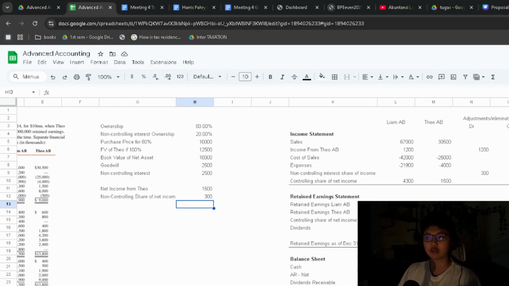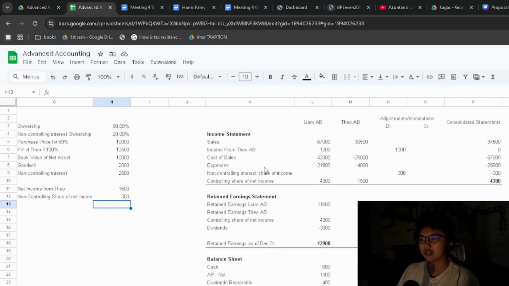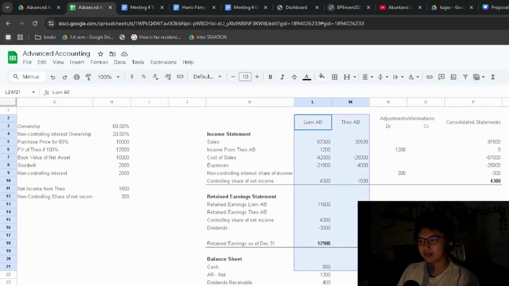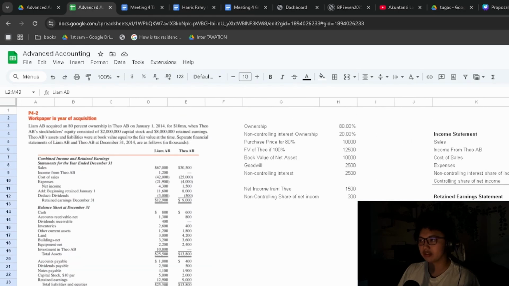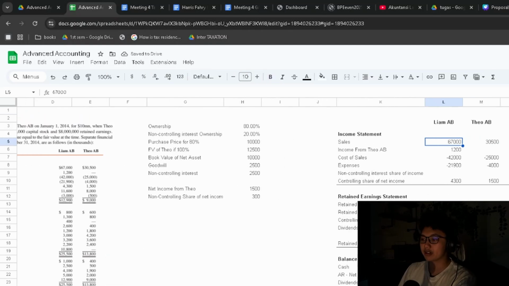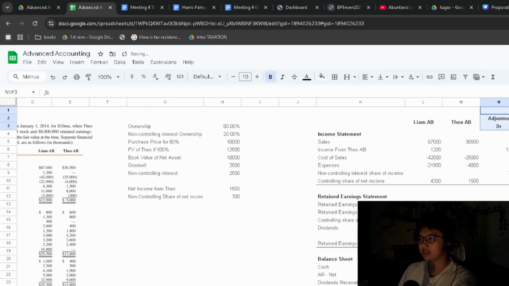Speaking about consolidation work papers, here is how you generally want to make it. First you have the same table, just like the ones from the question, where you have Liam and Theo. But when we're making consolidation work papers, we want to add adjustments or eliminations, and consolidated statements. These two are what we want. The consolidated statements are the final product, and adjustments and eliminations are required as some accounts need to be either adjusted or eliminated.